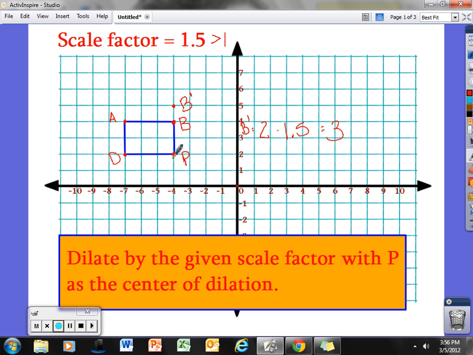But let's find how far P is from D. P is 1, 2, 3 plots away. Now my new point will be D prime. So I'm going to take that it's 1, 2, 3 away. So that becomes 3 times my new scale factor, which is 1.5. 3 times 1.5, 3 times 1 5/10, gives me an answer of 4.5. Now here's the thing, I don't plot a point at 4.5. I am now going to move 4.5 units over on my x-axis from P. So that's 1, 2, 3, 4. 4.5 is going to be right here. So that is my new D prime.